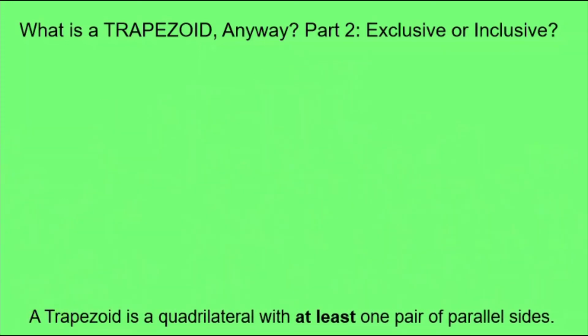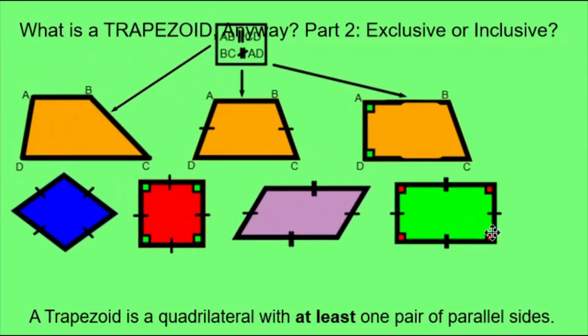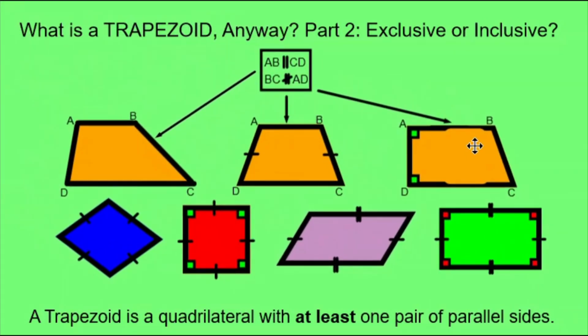This diagram is no longer useful. I'm going to use this diagram instead. The top part of the diagram is the same, of course, but what we see here is I'm also including a rhombus, a square, a parallelogram, and a rectangle, because all four of these other shapes also have at least one pair of parallel sides. So by the inclusive definition of a trapezoid, all of these shapes are trapezoids.